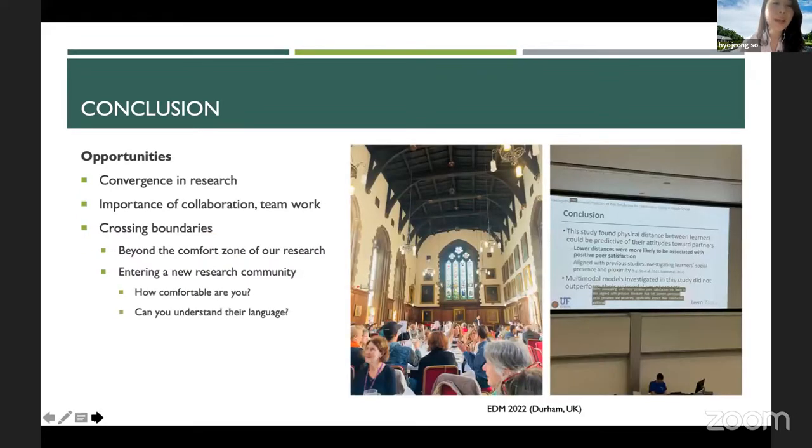But along the way, I also found a lot of opportunities. I really found that convergence in research is really happening. And it's really important to collaborate as a team. Because for the last two research, the recommendation system and effective feedback mechanism, I had to collaborate with someone from a computer science background. And they really contribute a lot to my research, or our research.